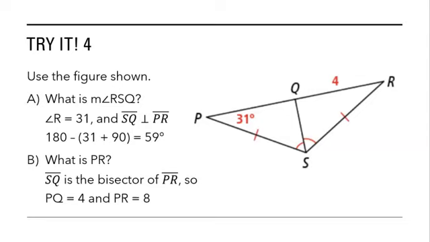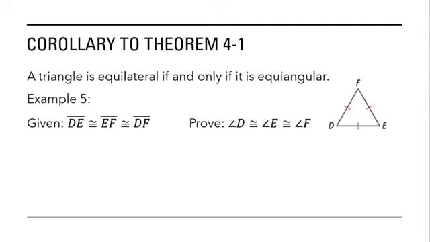Let's take a look at another theorem related to this. This is a corollary to theorem 4.1. Now, theorem 4.1 was the Isosceles triangle theorem. A corollary is a fact that follows from that, something that, because one theorem is true, just makes sense because of it. And the corollary says a triangle is equilateral if and only if it is also equiangular.